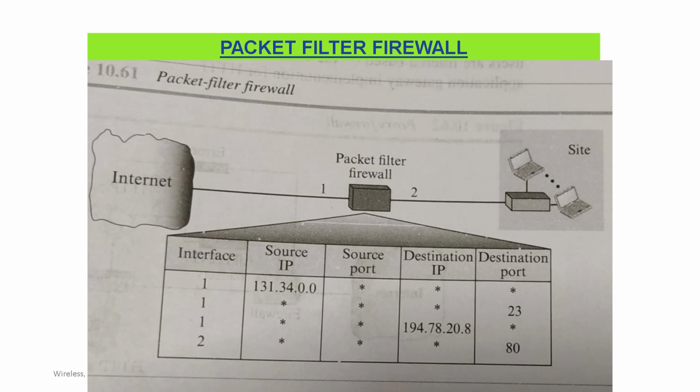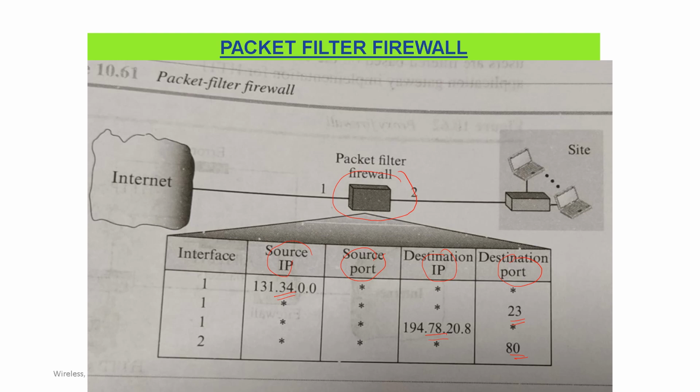In this figure, we can see that a packet filter firewall is installed in a network. This is at the router, and the router will keep a table with source IP address and source port address, destination IP address, and destination port address. And the list of IP addresses to be blocked is also stored in this table.